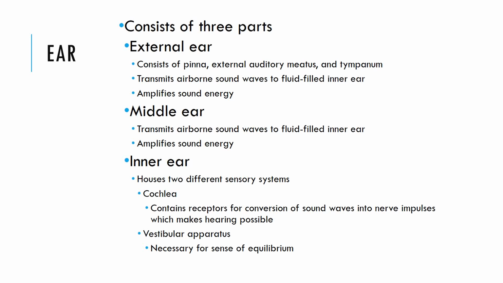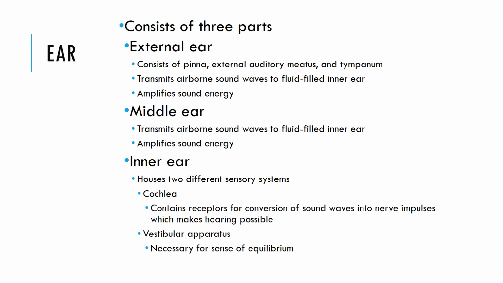Let's begin with a little refresher of anatomy. There are three parts of the ear: the external ear, the middle ear, and the inner ear. The external ear consists of a pinna or the auricle, and it has the external auditory meatus or canal and the tympanum or the tympanic membrane.